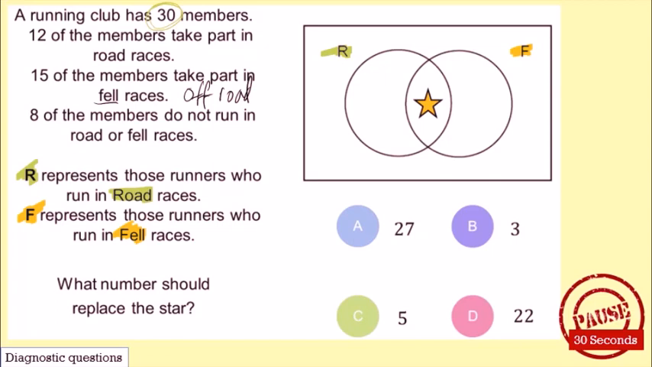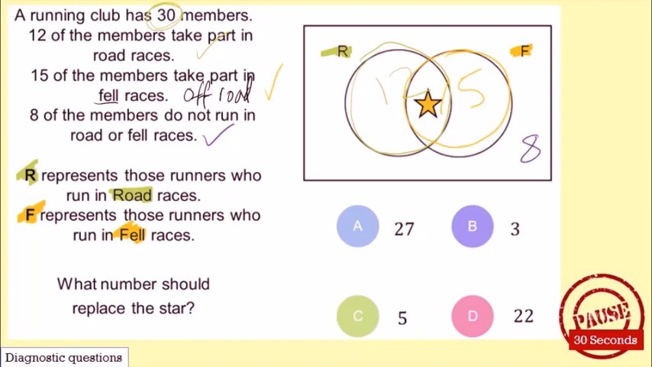Now, 12 members take part in road races. Okay, so that means the total of that circle has to be 12. 15 take part in fell races, so the total of this circle has to be 15. Now that includes those numbers that are in the middle as well as the outside of that circle. And then we're told that 8 do not run at all. Okay, so 8 are going to be outside.